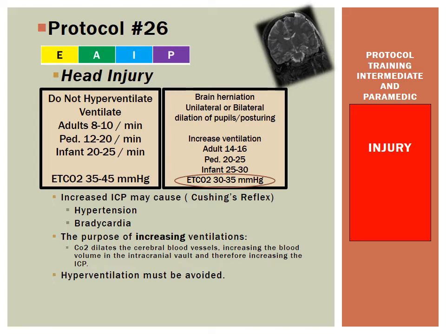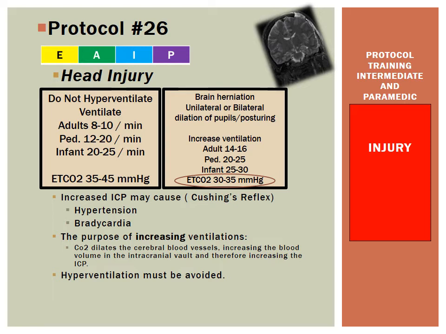Now, if we have a patient with a head injury showing signs of brain herniation, such as unilateral or bilateral dilation of pupils, posturing, decorticate, or decerebrate posturing, we want to increase our ventilatory rate. Adults 14 to 16, peds 20 to 25, infants 25 to 30. And we want to maintain a lower end-tidal reading of 30 to 35 millimeters of mercury. Same thing is true for patients who show signs of increased intracranial pressure, such as Cushing's reflex with hypertension, bradycardia, and irregular respirations.